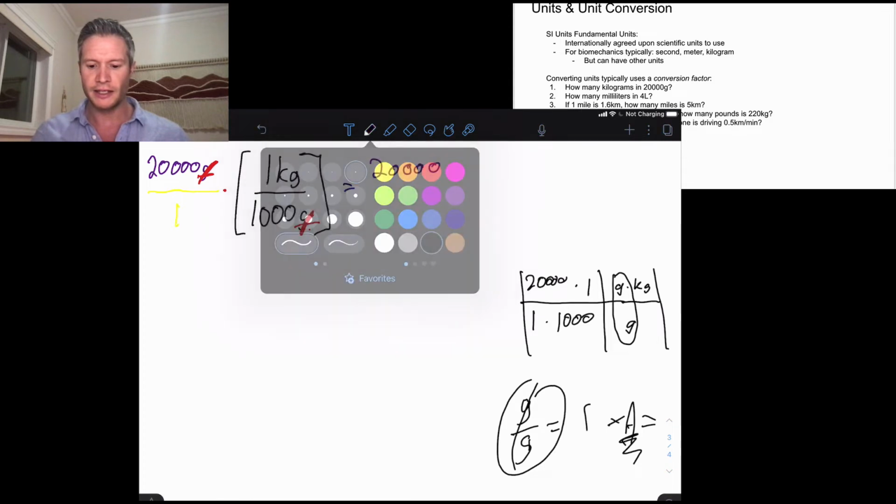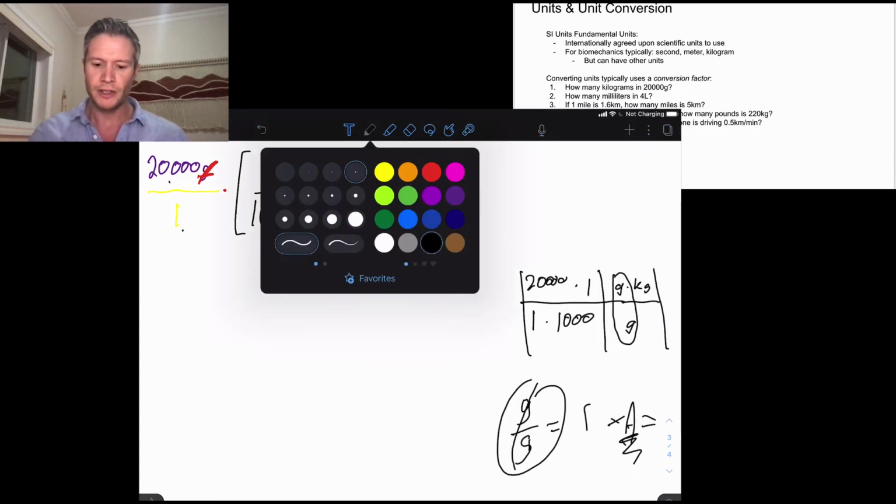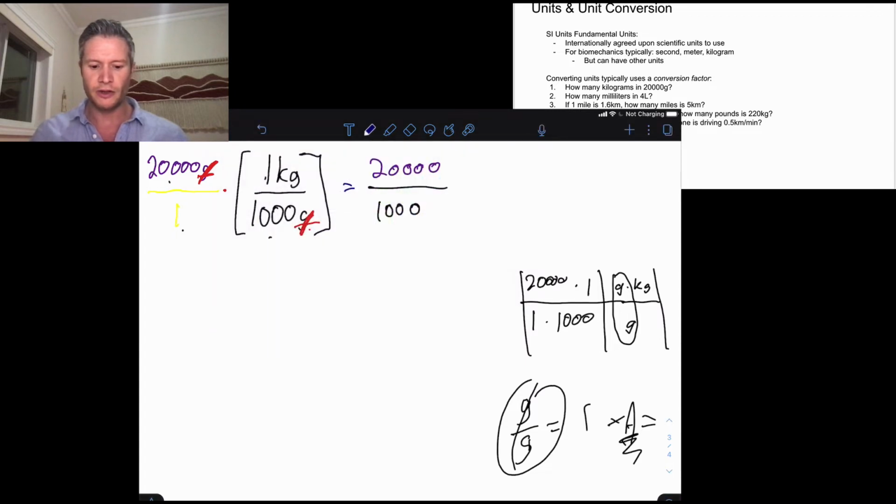And that is when we go 20,000 times 1 is 20,000. So that's our number. On the bottom, we have our invisible 1 times 1,000. So all we have on the bottom is 1,000. And now we go through and collect all our remaining units. Well, we don't have grams. That's been crossed out. Oh, but we have kilograms here. So we can carry that through. We got kilograms. And then we can do some math here.